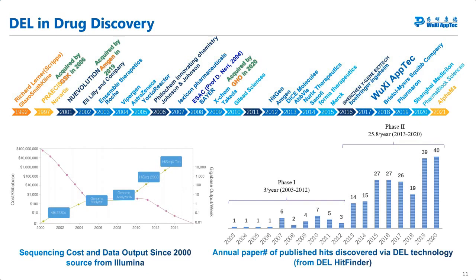Since the publication of the first DEL paper by Dr. Richard Lerner, DEL was introduced to pharmaceutical industries and later entered a stage of rapid development, particularly when Illumina launched the next-generation sequencing, which enabled a dramatic rise of data output and falling cost of sequencing in 2005. DEL is now widely used as an early drug discovery platform in academia and industry, and more hits were discovered by using this technology.